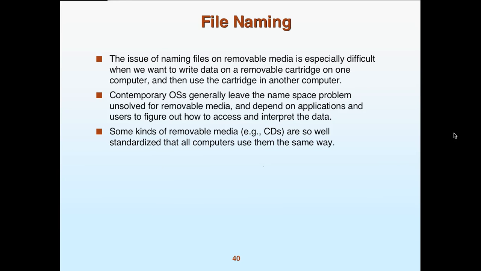File naming is mostly application-specific and also operating system-specific. Issues of naming files on removable drives were especially difficult when you wanted to write data on a removable cartridge on one computer and then take it to another computer and use it; that was a problem in the old days. Nowadays, almost every operating system recognizes almost every file type and file name, which is kind of interesting. So in the old days, when we had Windows with an 8.3 format, the name of the file was 8 characters with a 3-character extension, now we have extended file name support.